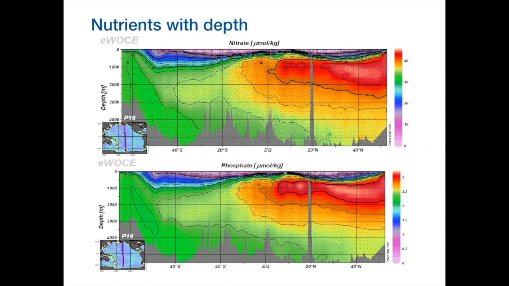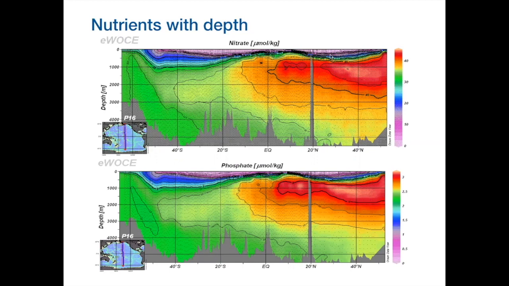in the 80s and 90s, 1980s, 1990s, and they did a section from Alaska down to almost to Antarctica. So in this plot, we have the South Pole over this end, northern latitudes over this end, the equator in the middle here, and this top plot is nitrate concentrations throughout the depth of the ocean along this line. And the bottom plot is phosphate, again, versus depth and latitude.